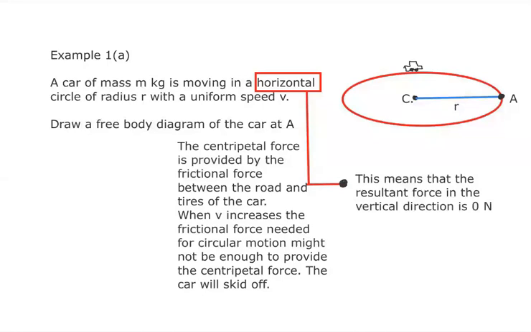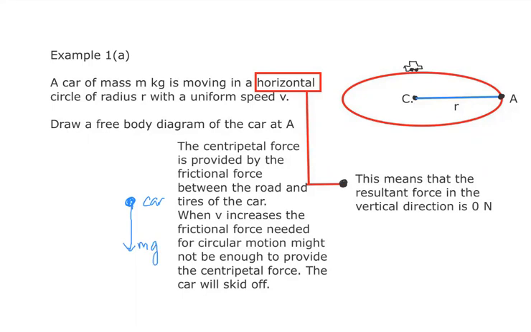In example 1A, we have a car of mass m kg moving in a horizontal circle of radius r with a uniform speed v. We have to draw a free body diagram of the car at A. There are 3 forces acting on the car at A. One of the forces is the weight of the car, which is acting downward.